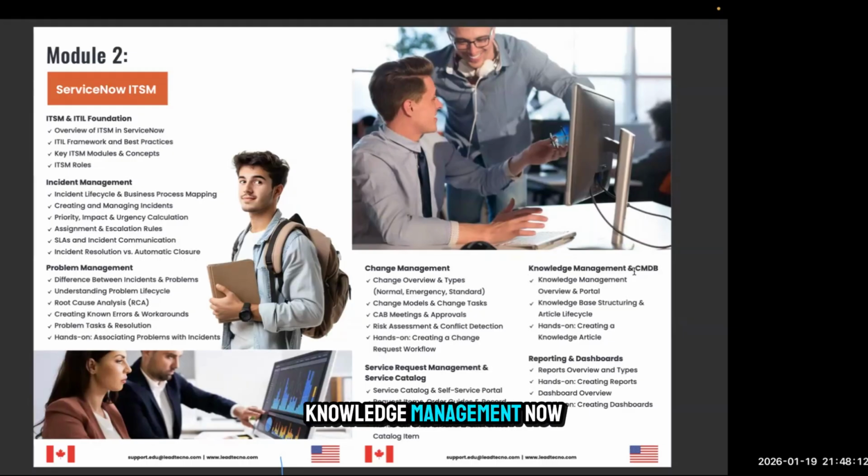Then we have knowledge management. Now, suppose one employee faced a password reset issue. For everybody, the process is the same. 500 employees are there. For the rest 499, they don't need to raise an incident. They don't need to come to the HR team again and again. There is a knowledge repository.